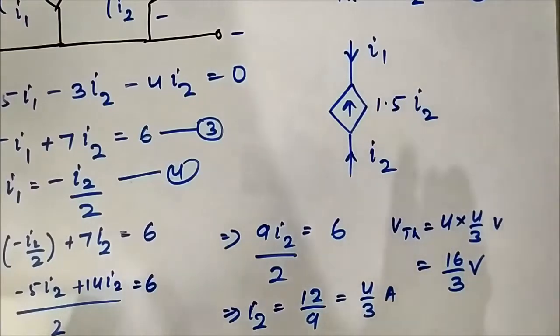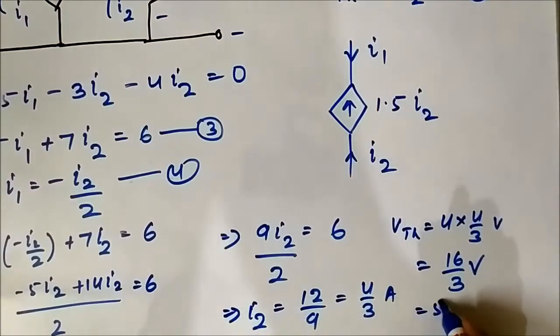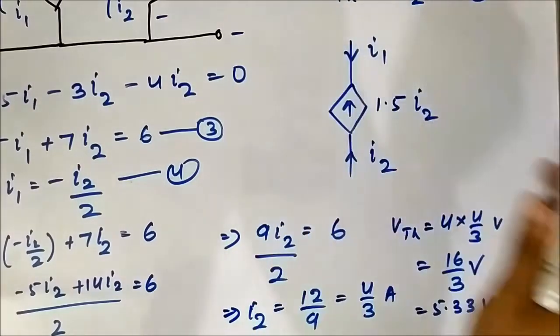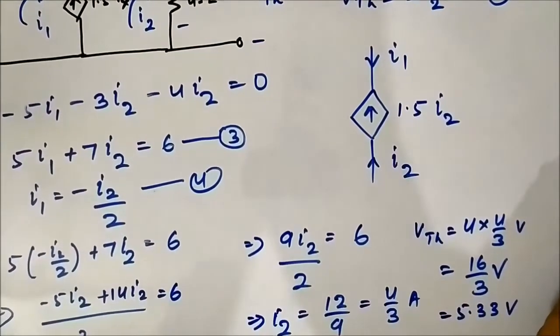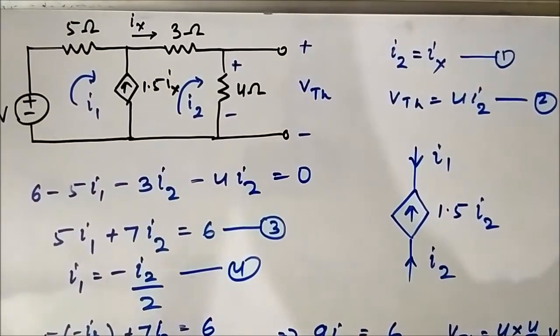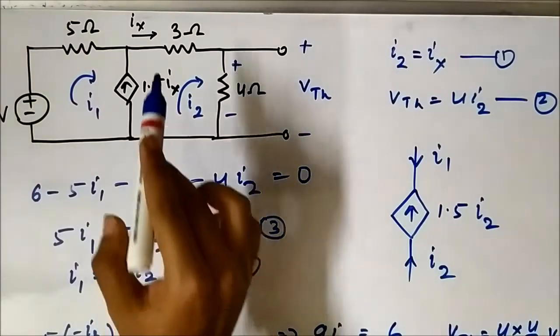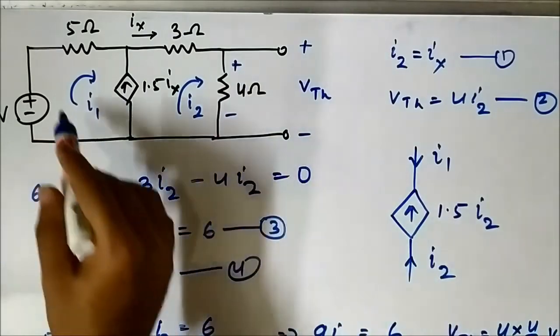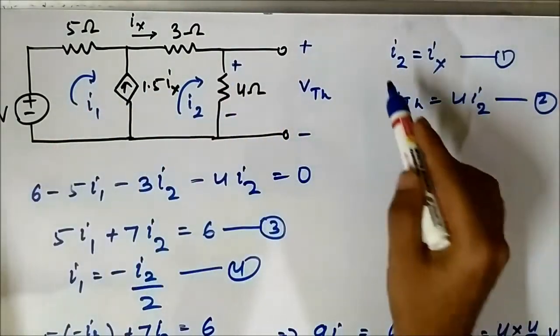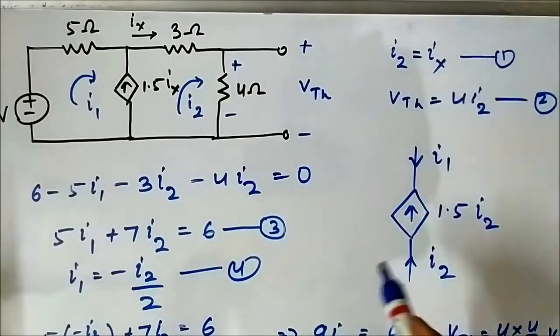Let me calculate, it is coming around 5.33 volt VTH. So the value of VTH we have got is 5.33 volt. The important thing here is first identifying the relationship between the dependent source and the circuit parameters, the mesh currents. So here first we identified that I2 is equal to Ix.